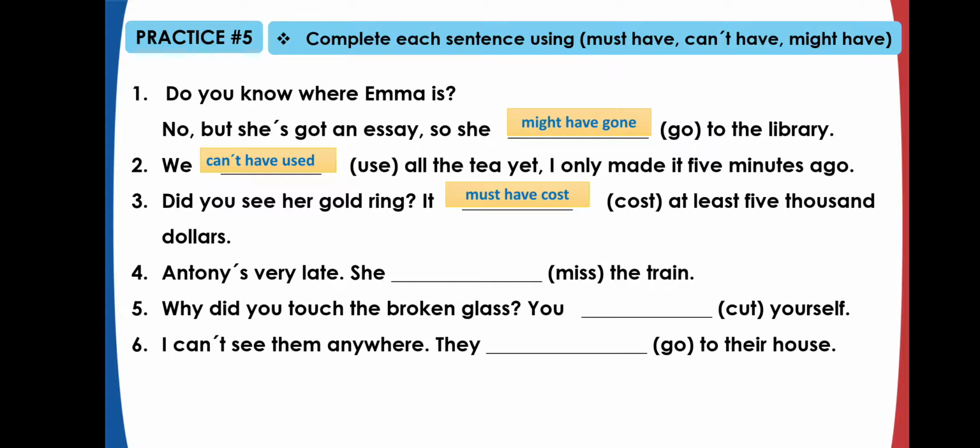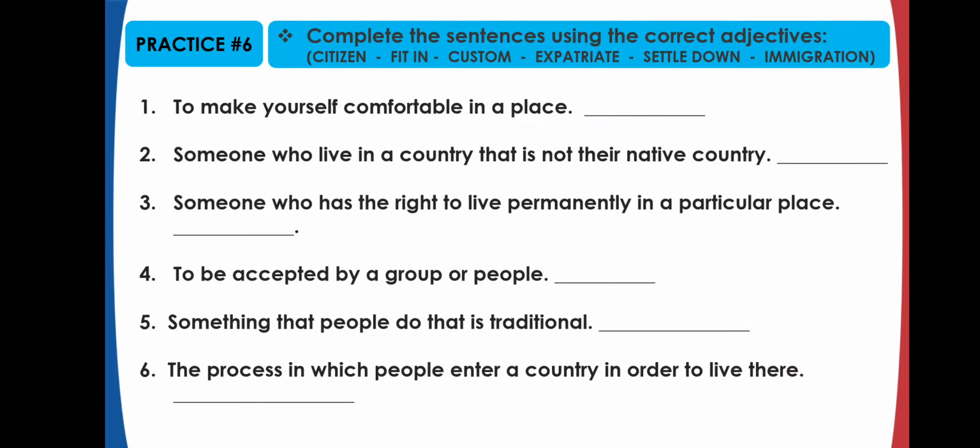Number 4, Anthony's very late. She must have missed the train. Number 5, why did you touch the broken glass? You might have cut yourself. And number 6, I can't see them anywhere. They must have gone to their house. Correct? Now let's do practice number 6.